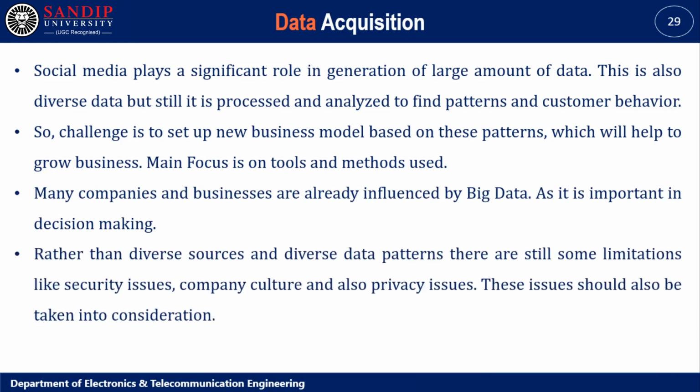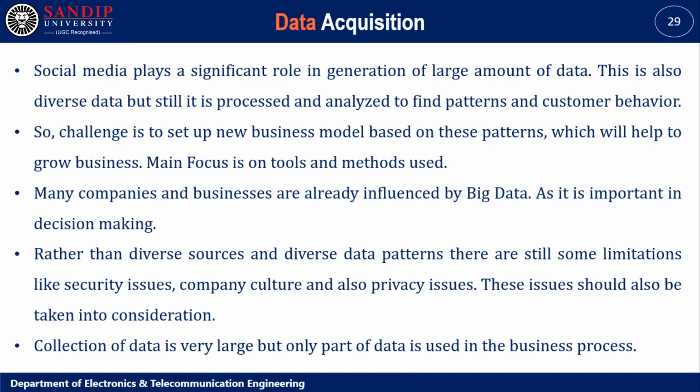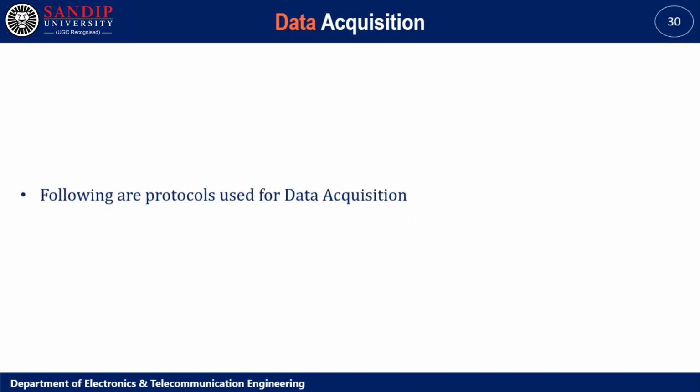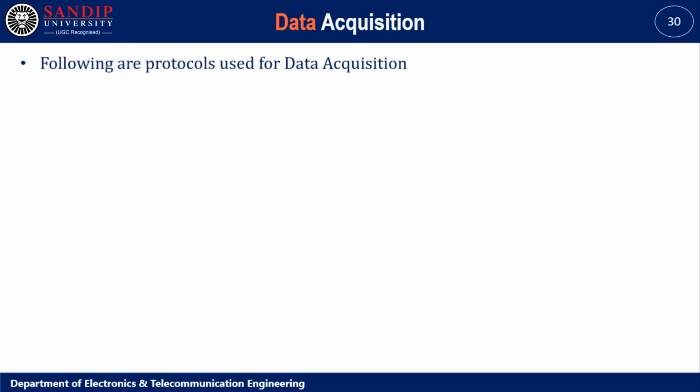Besides diverse sources and diverse data patterns, there are still some limitations like security issues, company culture, and also privacy issues. These issues should also be taken into consideration. The collection of data is very large, but only part of the data is used in the business process. Following are protocols used for data acquisition.